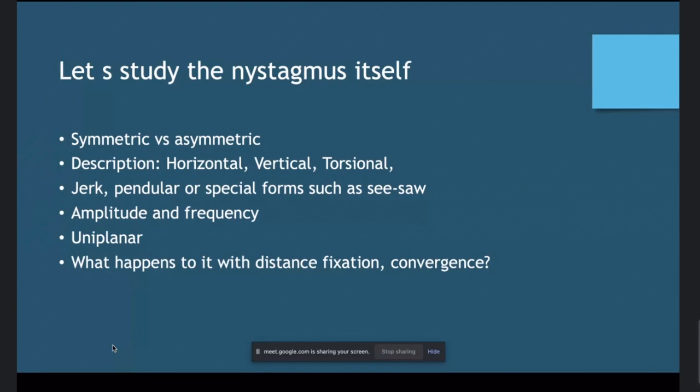So let's use them. Horizontal, vertical, torsional, jerk, pendular, or others, any funny seesaw, amplitude, frequency, uniplanar. Uniplanar means it's the same in all directions, upper, lower, right, left, it's all the same plane. Horizontal, horizontal, horizontal. That's called uniplanar. And what happens to it with fixation and convergence? This is what we look at in the nystagmus itself.